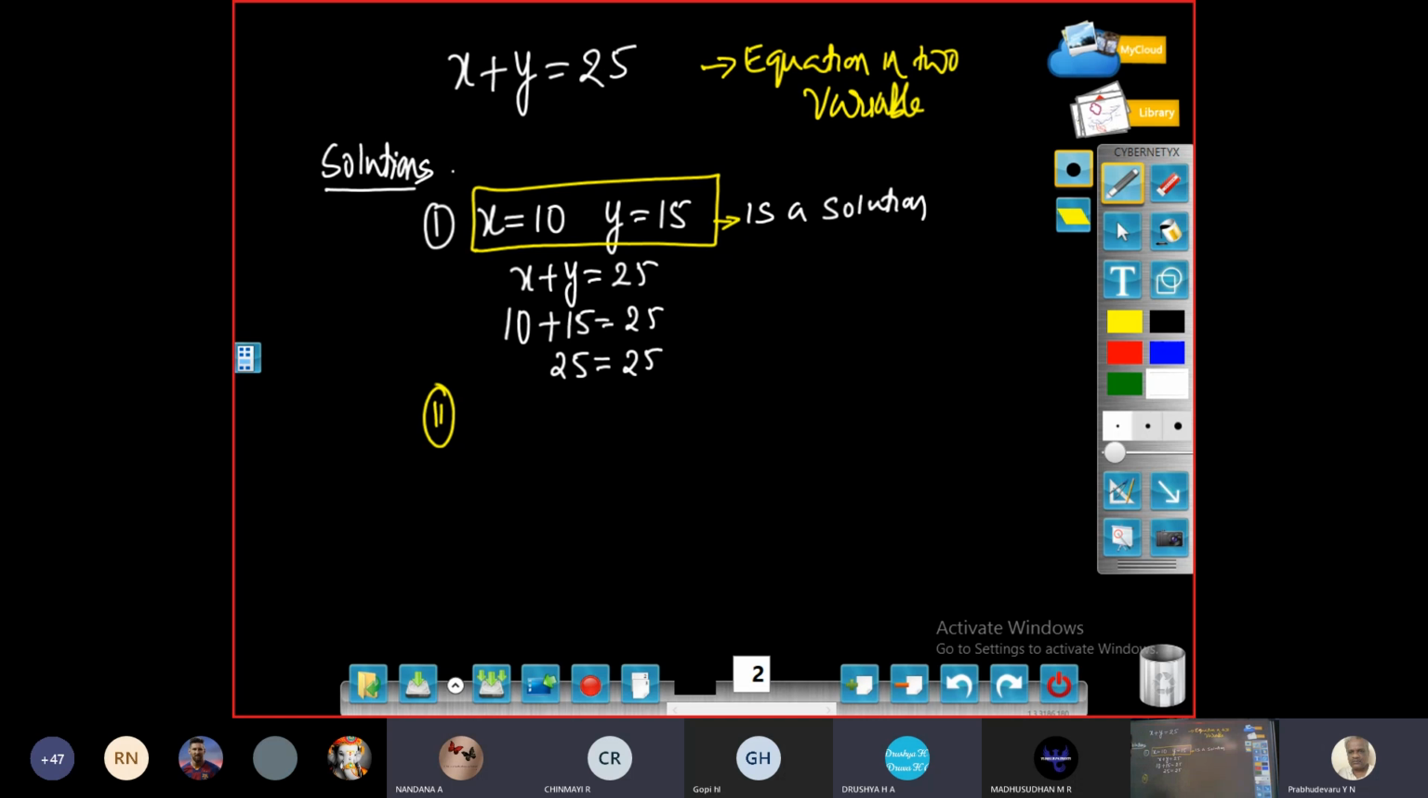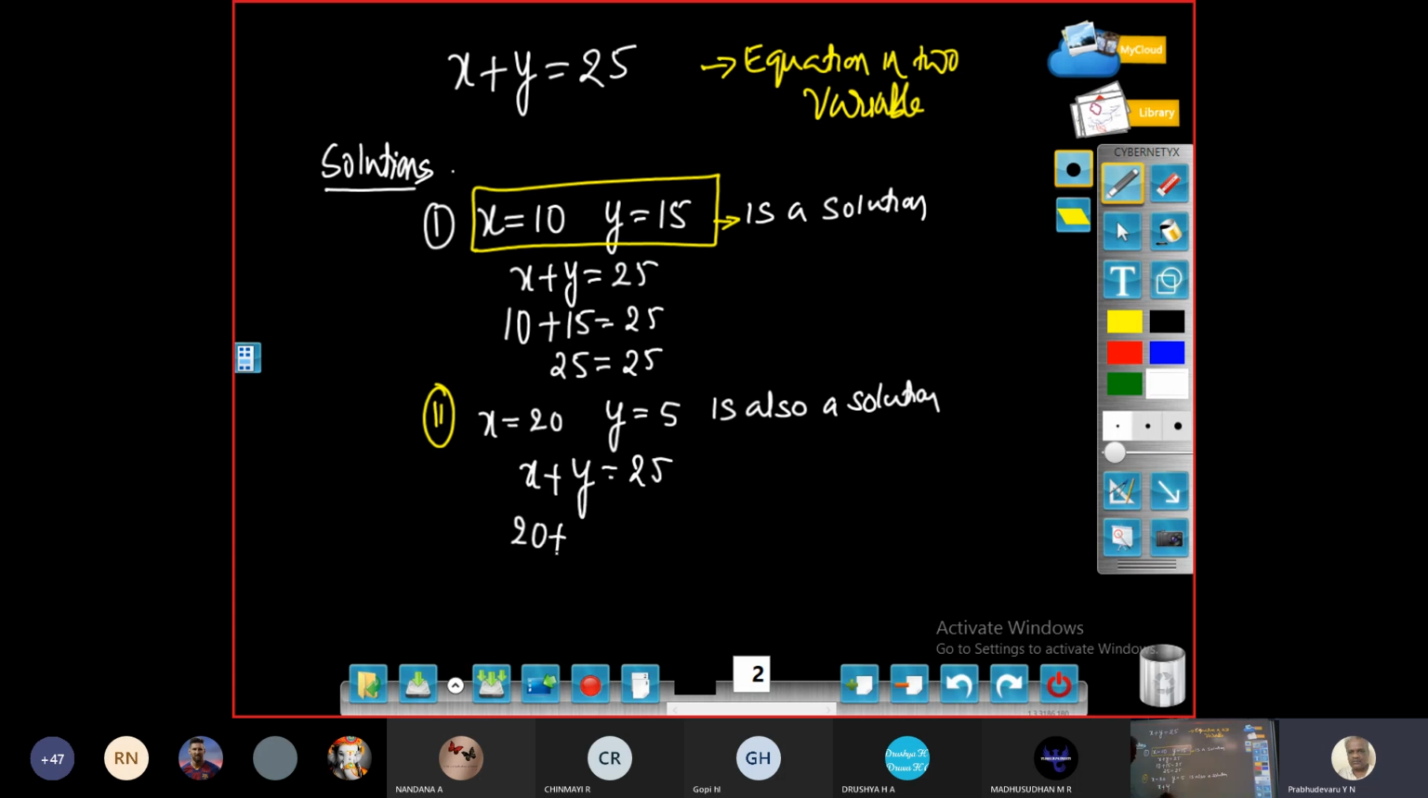x is equal to 20, y is equal to 5 is also a solution. How? You write down the equation x plus y is equal to 25 and substitute these values: 20 plus 5 is equal to 25 only. So 25 is equal to 25. Therefore you can write x is equal to 20, y is equal to 5 is also a solution.